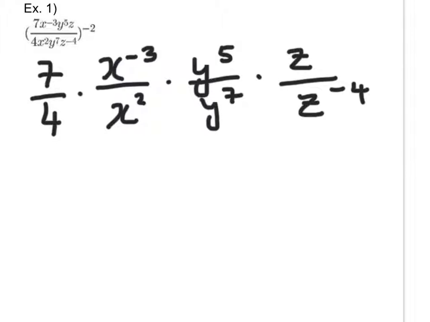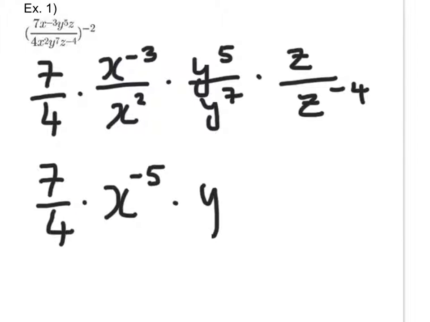So let's look. 7 over 4 is just 7 over 4. All right, so we leave that as it is. x to the -3 divided by x to the 2. We subtract the exponents. So we have x to the -3 minus 2 is -5. Y to the power of 5 over y to the power of 7. So again, it's y to the 5 minus 7, which is -2.